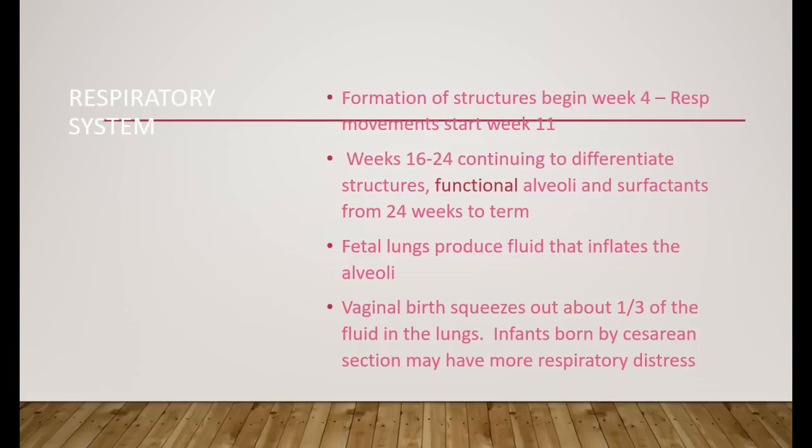Fetal lungs produce the fluid that helps inflate the alveoli, as well as fetal urine. And then the vaginal birth squeezes out about 1/3 of that fluid from the lungs. This means that infants born by cesarean section may have more respiratory distress. And this is going to be really important as we move through this class and we talk about delivery types, and as we talk about some of the risks to our newborns and our newborns that are at risk for respiratory distress based on their delivery history.